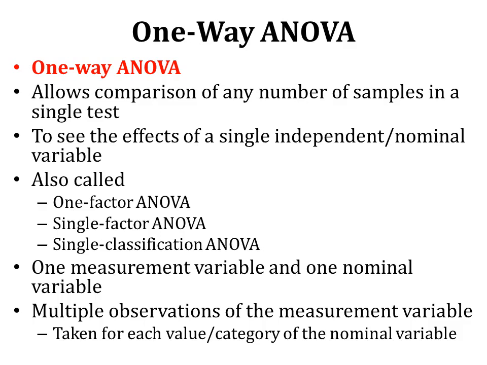So the number of nominal variables is 1, and the number of categories of the nominal variable could be from 3 to many. And the measurement variable is only 1, and there are multiple observations of the same measurement variable in each category of the nominal variable.